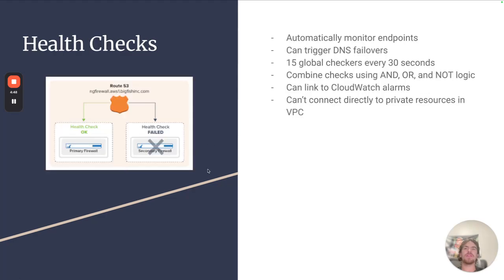Speaking of health checks, Route 53 health checks automatically monitor your endpoints and can trigger DNS failovers. Around 15 global checkers test your endpoint every 30 seconds using HTTP, HTTPS, or TCP. If more than 18% of them report success, the endpoint is marked as healthy. You can combine checks using AND, OR, and NOT logic, or even link them to CloudWatch alarms to monitor AWS services like DynamoDB or RDS. For private resources inside of a VPC, health checks can't directly connect, but you can use CloudWatch metrics to simulate those checks.